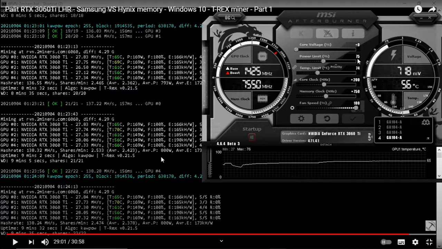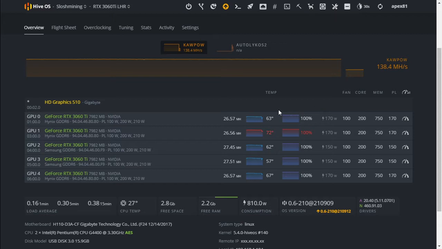And then we used an 85% power limit on the Hynix memory to bring up the hash rate, which was using 169 watts per card. So we're going to use the same overclocks on Linux or HIVEOS and see what our power consumption was, what our hash rate was as well, and see what our efficiency was. Let's see if we can improve the hash rate and lower the power consumption for this mining rig. In this video, I won't cover how to set up HIVEOS.